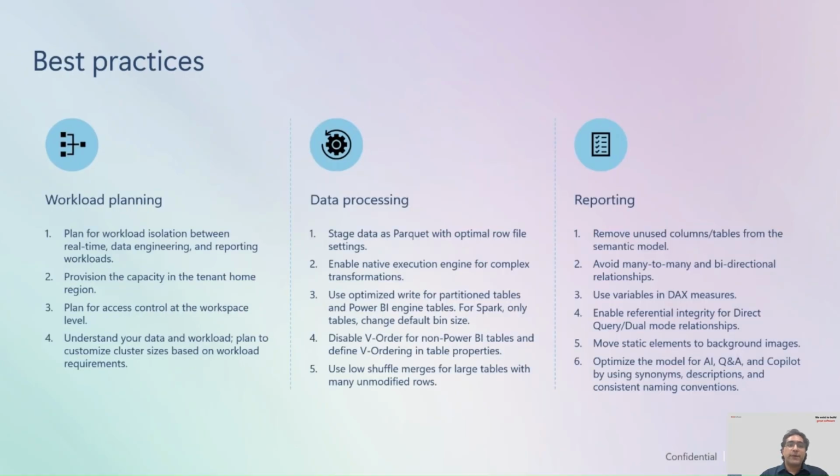Now, we'll look at the best practices and learnings from Fabric migrations. The most crucial is workload planning and isolation. We need to optimize data processing while ensuring that reporting is not impacted by this. For data processing, we stage data as Parquet with optimal row file settings. The stage data does not need to be reordered. We enable native execution engine for complex transformations and use optimize writes for partition tables.